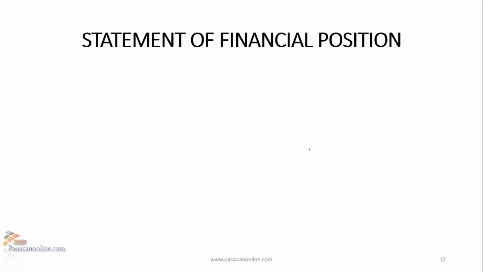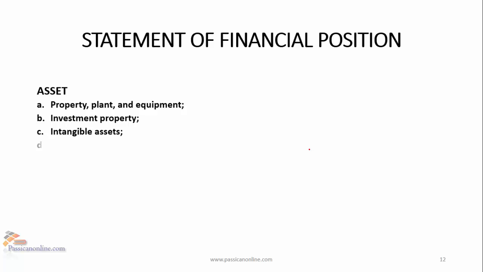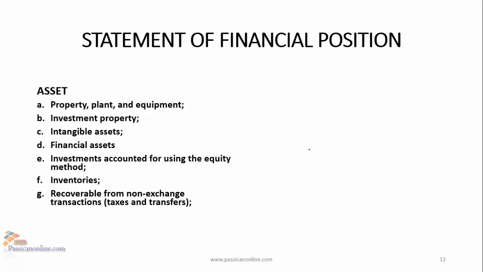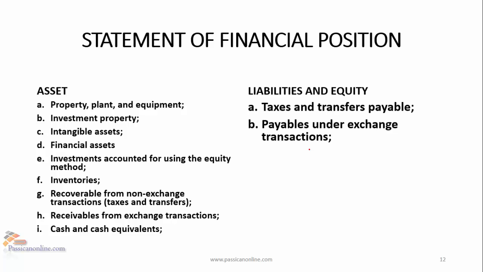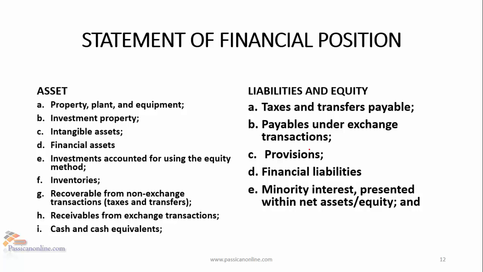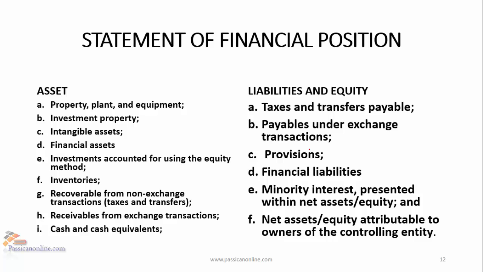IPSAS says that as a minimum, the statement of financial position should include the line items that present amounts for the following: assets, property, plant and equipment, investment property, intangible assets, financial assets, investment accounted for using equity method, inventories, recoverables from non-exchange transactions, taxes and transfers, receivables from exchange transactions, cash and cash equivalents, and in liability and equity, taxes and transfers payable, payables under exchange transactions, provisions, financial liabilities, minority interest presented within the net assets/equity, and the net assets/equity attributable to owners of the controlling entity.